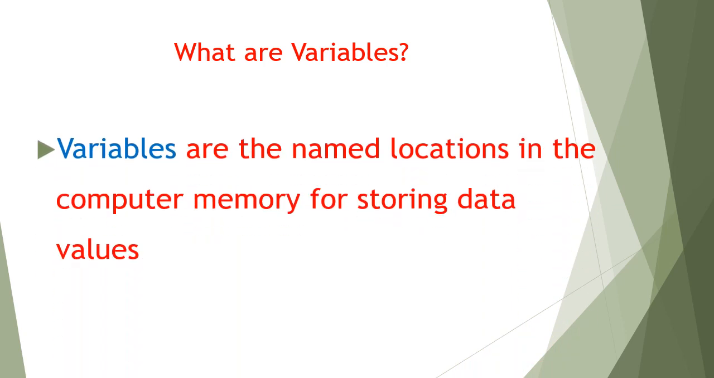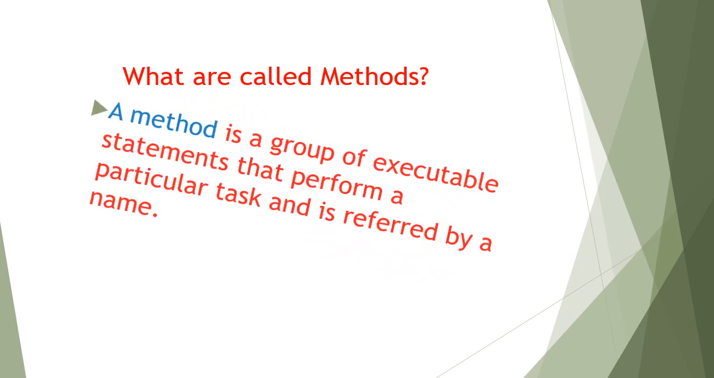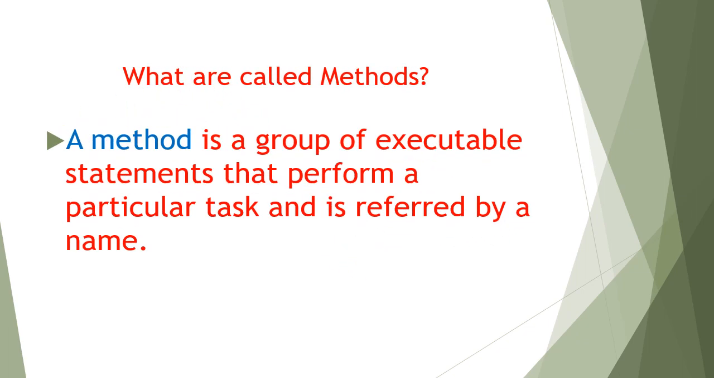What are variables? Variables are the named locations in the computer memory for storing data values. What are methods? A method is a group of executable statements that perform a particular task and is referred to by a name.